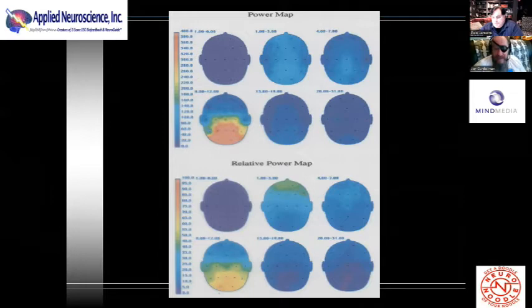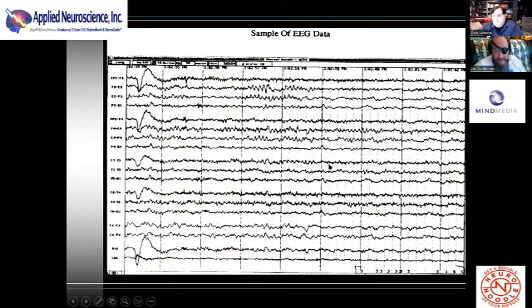So it's in the alpha range, and it's considered a normal generator of background rhythmicity. Again, mu isn't the same as background alpha, but it's very common. Now, this is basically mu. You can see the phase reversal.